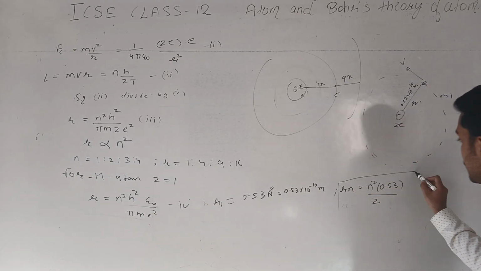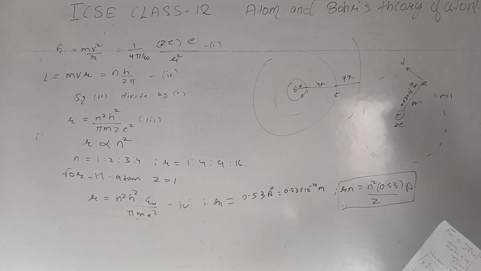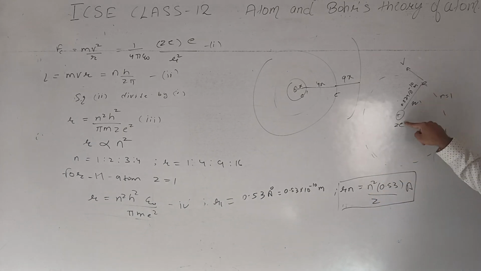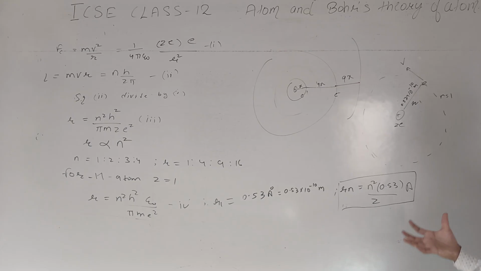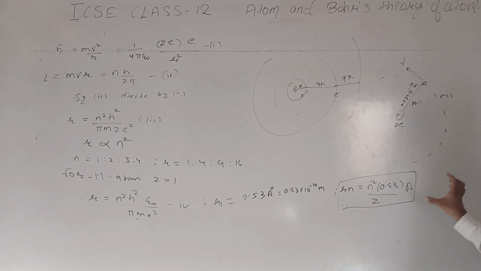So this is the equation, in angstroms, for the radius of the nth orbit, or the distance of the nth orbit from the nucleus for any atom. If you want to talk about the hydrogen atom, put Z is equal to 1. And if you want to talk about the first orbit of the hydrogen atom, Z is equal to 1, n is equal to 1. Second orbit of the hydrogen atom, Z is equal to 1, n is equal to 2. In this way, you can study the different orbits of hydrogen or any other atom. So these are the steps we are doing.